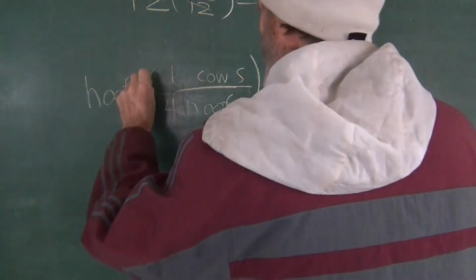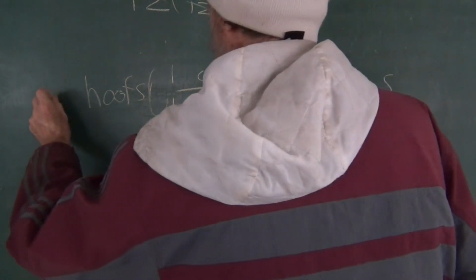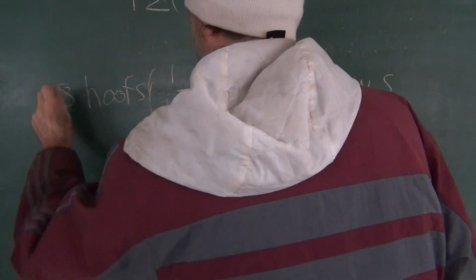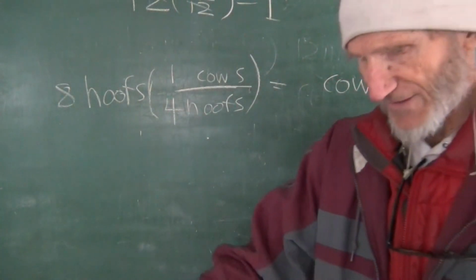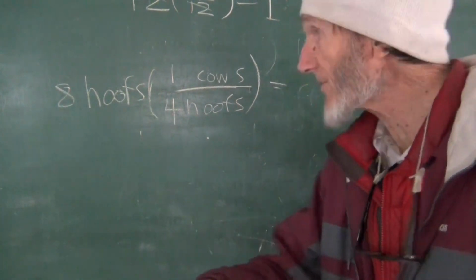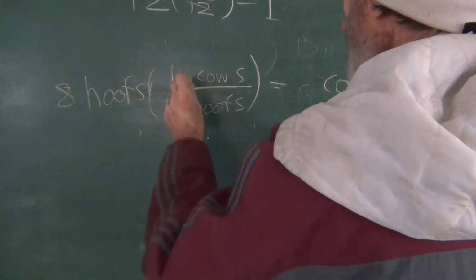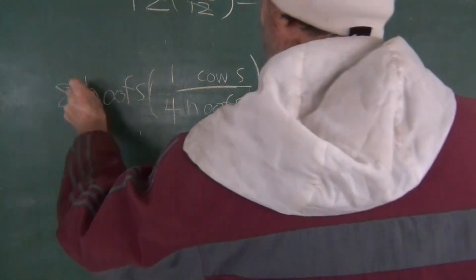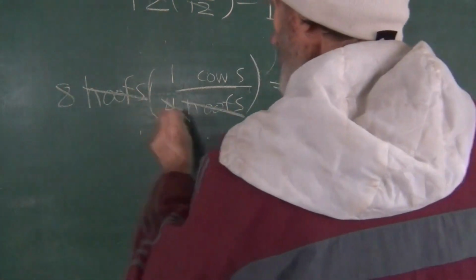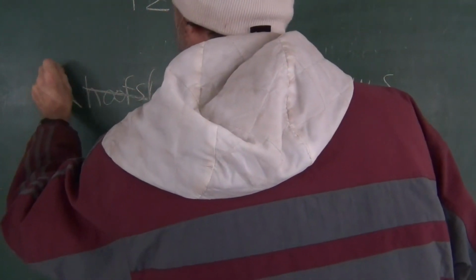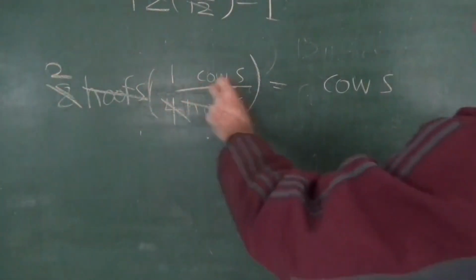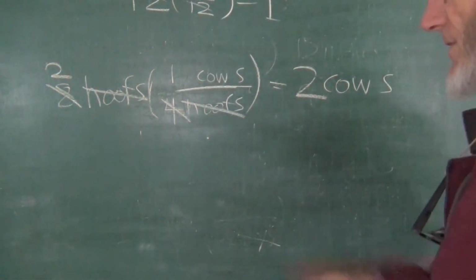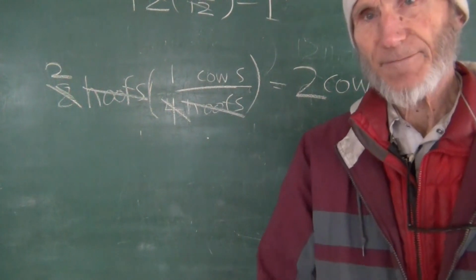So, if we have, I don't know, 8 hoofs here, like we just, see all these hoofs walking by with the camera looking down low, and then we have 1 cow and 4 hoofs. That means the hoofs cancel, and the 4 makes that 8 turn into a 2, and so 2 times 1 cow equals 2 cows. So 8 hoofs equals 2 cows.